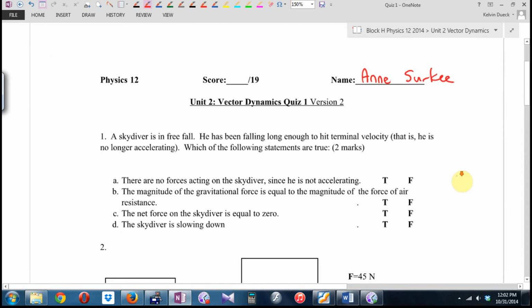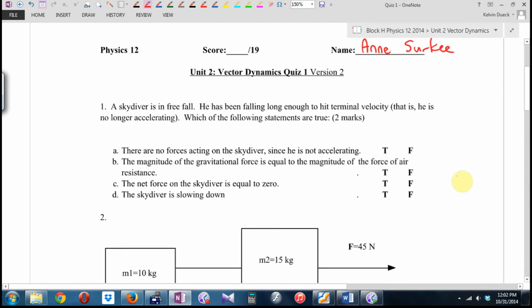Skydiver is in free fall. I've mentioned I jumped out of an airplane. He's been falling long enough to hit terminal velocity. Okay, that's a key concept. In other words, he's no longer accelerating. Which of the following statements is true? There are no forces acting on the skydiver. No, gravity is acting on him, as well as another force. So false. Half mark for each of these, by the way.